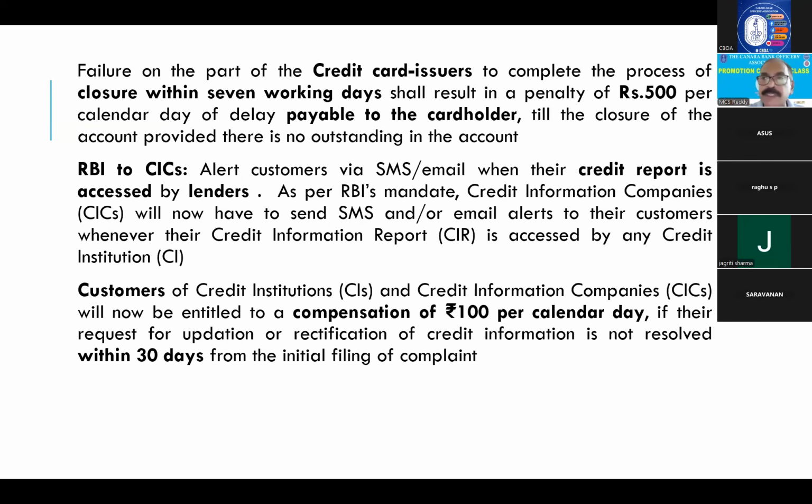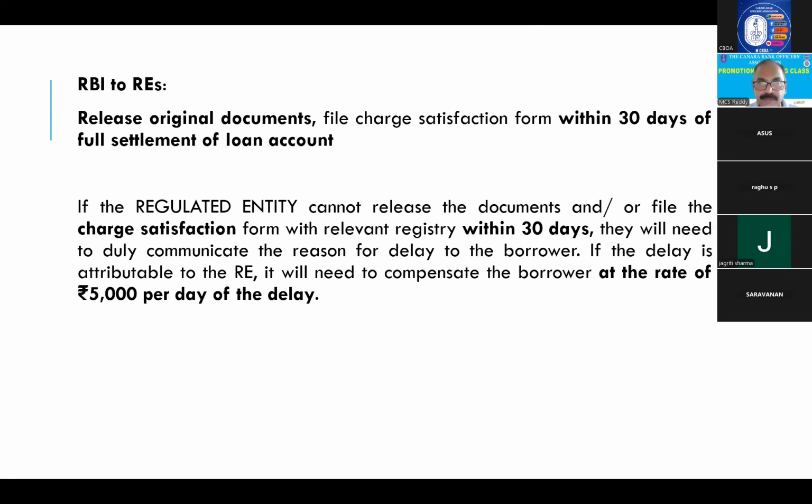The customer may lodge it on our CPGRAMS website, or he may contact the credit information company. In any case, within 30 days, his grievance should be settled. Otherwise, you have to pay compensation to the customer at the rate of 100 rupees per calendar day. Right? This is also important for the current exam.